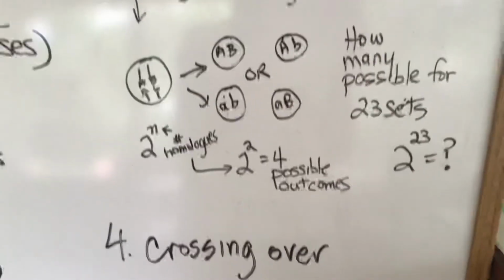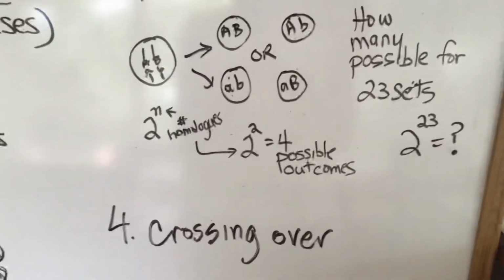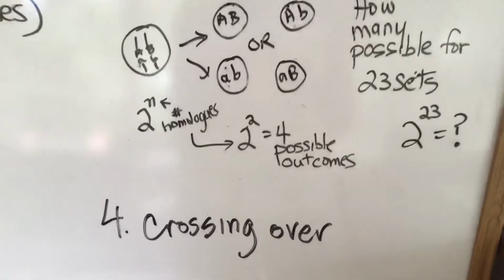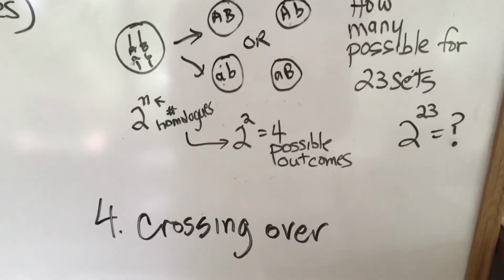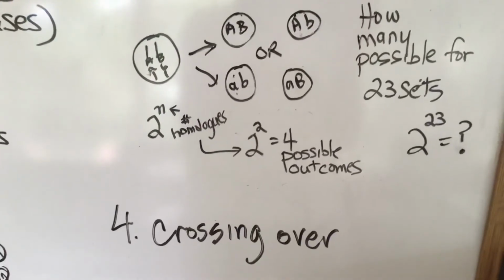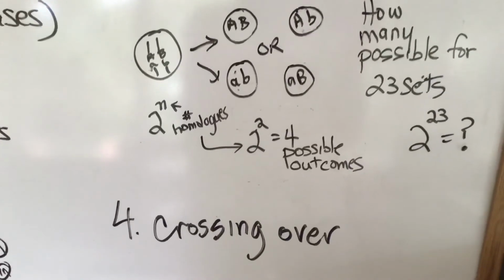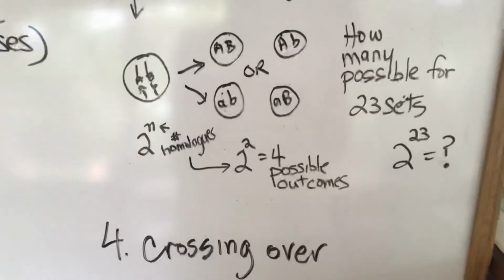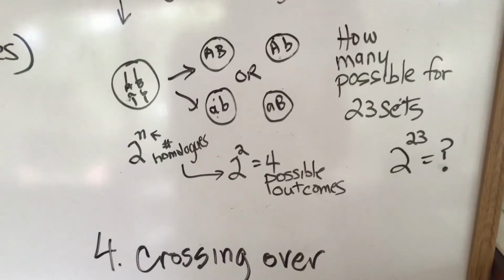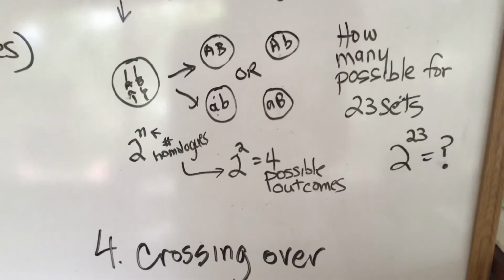So the way I figure out the number of possibilities is I always have 2 to the N, where N is the number of homologs that I'm separating. In this case, there are 2 sets. That is capital A, little a is one set, and capital B, little b is another set. So 2 to the 2 is 4 possible outcomes. So notice that each of those 4 are going to be different in terms of the homologs.